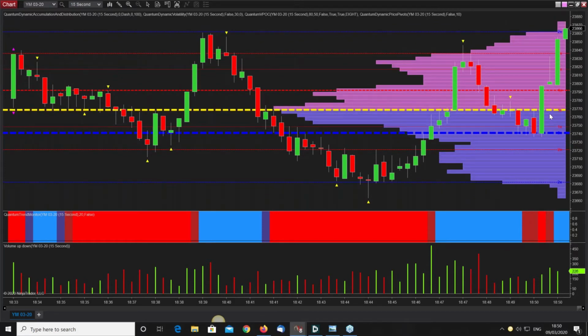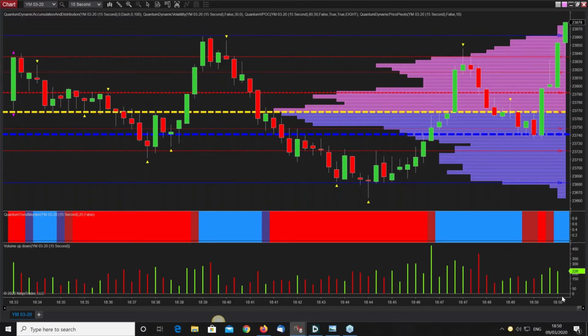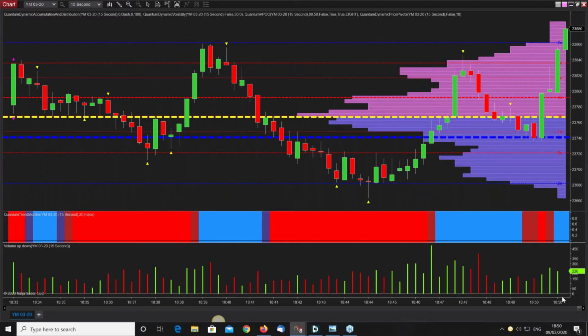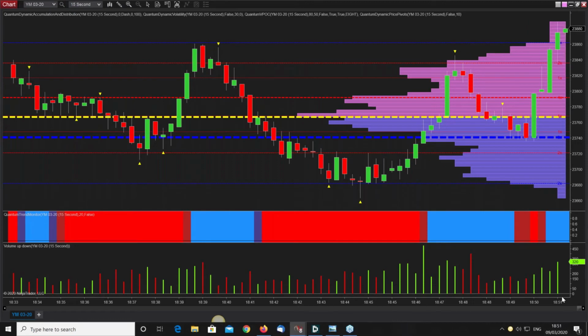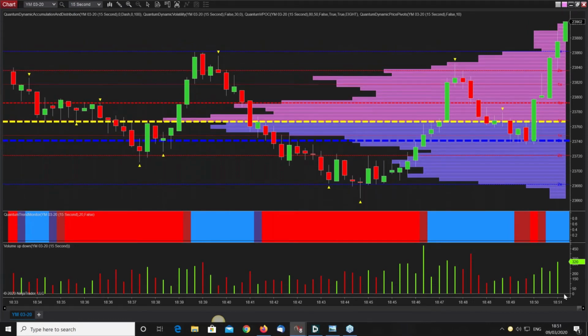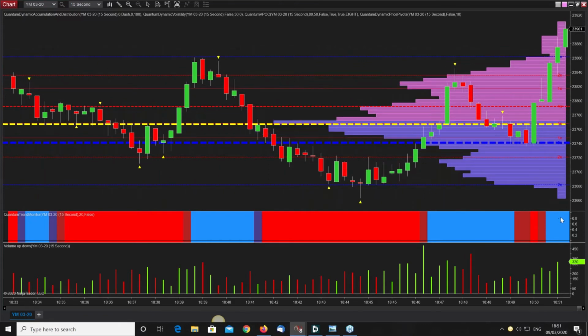Volume still looks a bit lightweight, but we've got to bear in mind we are coming towards the end of this session, because the clocks have gone back over the, is it back or forward in America? I can't remember now. Forward. So we're actually running an hour earlier than we would normally do in terms of market time.